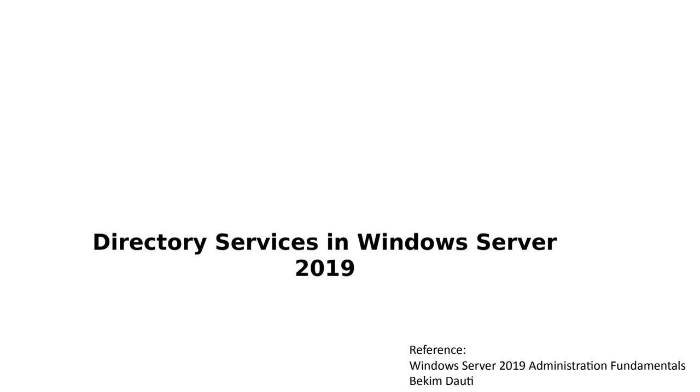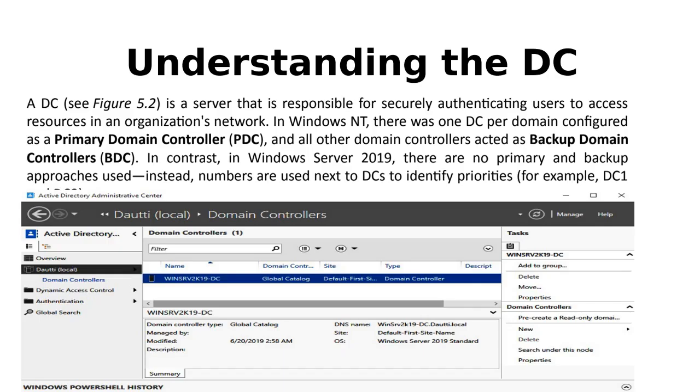Okay, welcome to CNS 2003. In this chapter, we will discuss Active Directory. Active Directory contains all the important information for your domain controller. Your domain controller is the brain of your client server network.